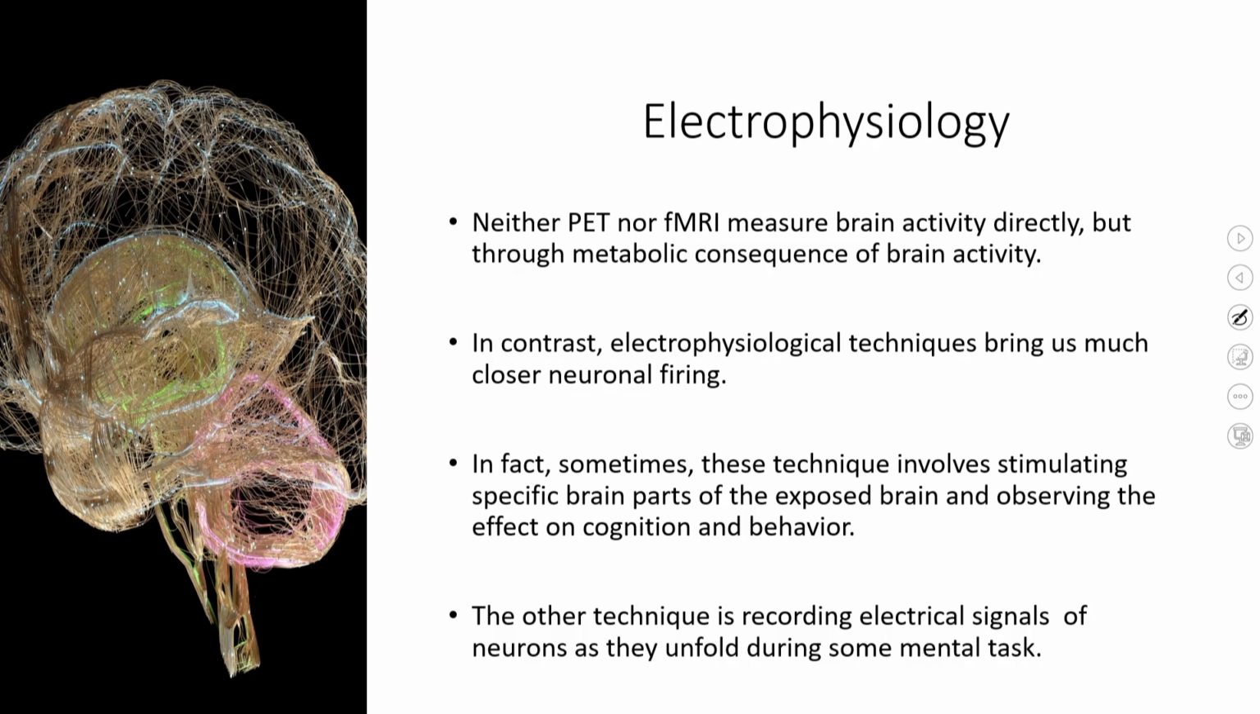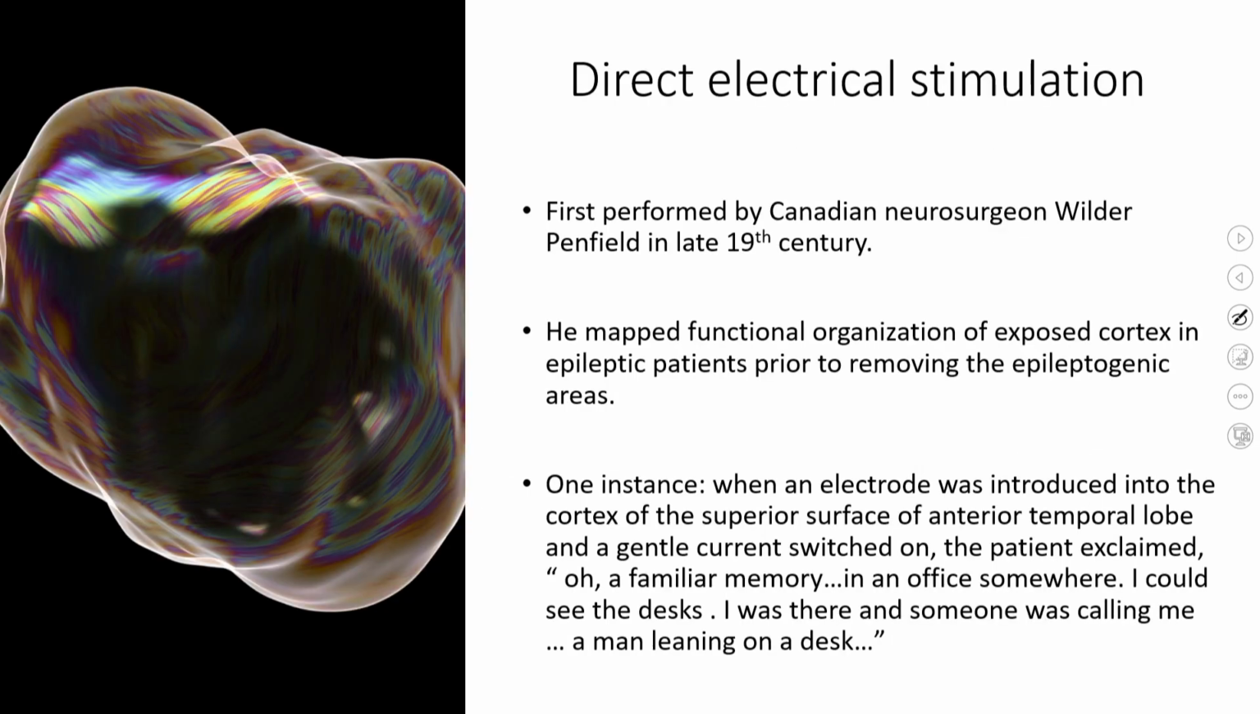In contrast, electrophysiological techniques bring us much closer to the neuronal firing, because they directly pick up the electromagnetic signals from the brain as the neuronal firing happens. The signals that they emit are picked up by the machine. So, that is why it is a more direct method compared to fMRI and other hemodynamic methods. So, one of them is direct cortical stimulation.